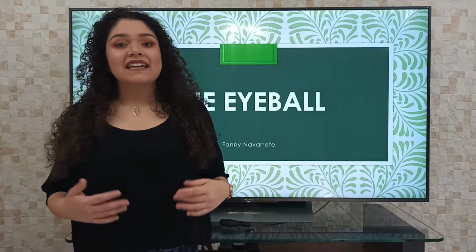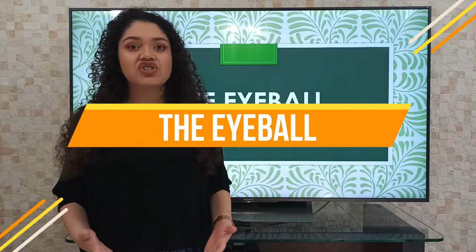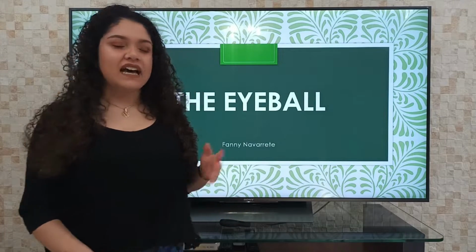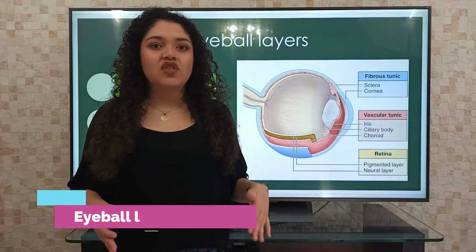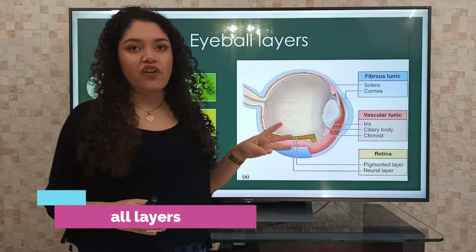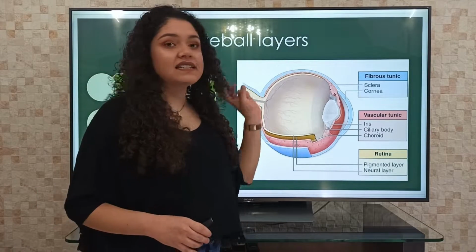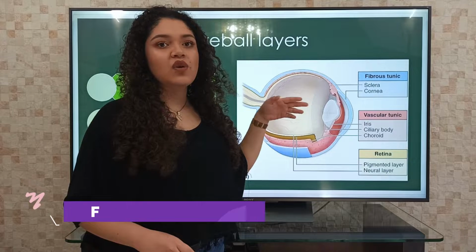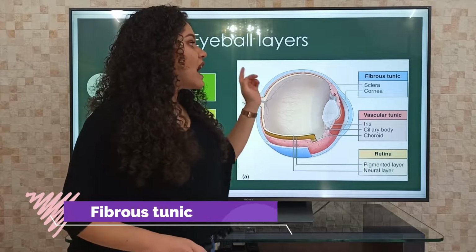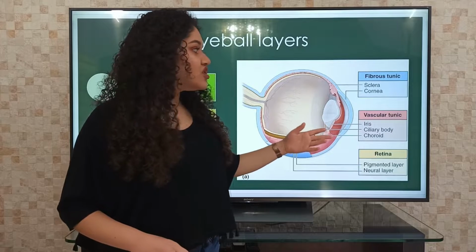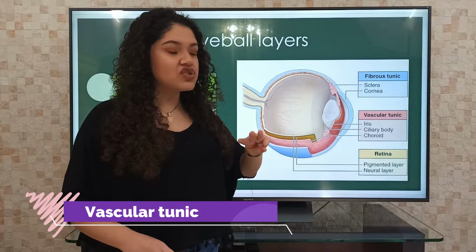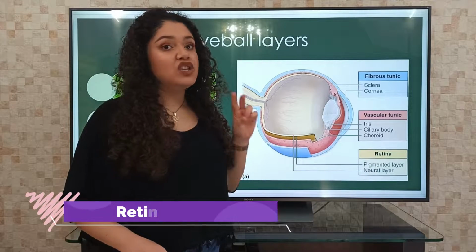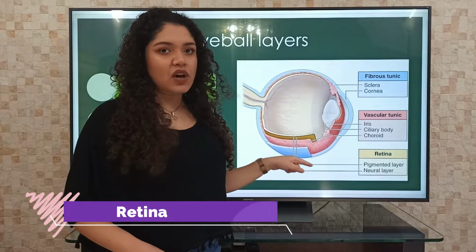The eyeball. So the eyeball is an important anatomy structure because we can see and carry out other kinds of activities and functions thanks to it. And we can divide the eyeball layers into three different groups. The first one is the fibrous tunic, the second one is the vascular tunic, and the third one is the retina. The fibrous tunic we can also divide into two different structures, the sclera and the cornea. The vascular tunic we can divide into three different structures: iris, ciliary body, and choroid. And the retina we can divide into two structures, the pigment layer and the neural layer.